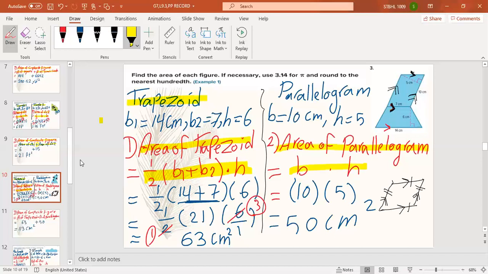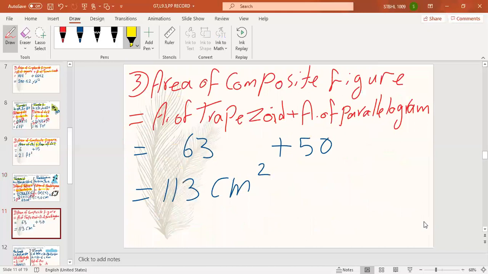The base of the parallelogram here is 10, and the height is the perpendicular line on the base, which forms 90 degrees here. It's 5 centimeter. It will be 10 times 5 equals 50 square centimeter. These are the areas of the trapezoid and parallelogram which form the composite figure. And now we need to find the area of the composite figure, which is the total or sum of the areas of the two figures, which is area of trapezoid plus area of parallelogram equals 63 plus 50 equals 113 square centimeter.